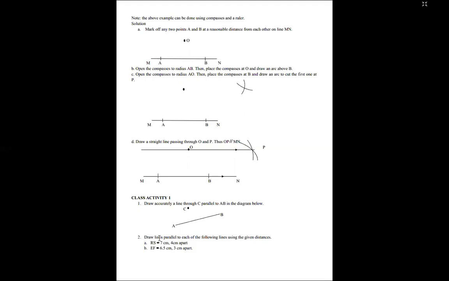Question 2. Draw lines parallel to each of the following lines using the given distances. A. RS equals 7 centimeters, and the parallel lines should be 4 centimeters apart. B. Line EF is equal to length 6.5 centimeters, and the parallel lines should be 3 centimeters apart.